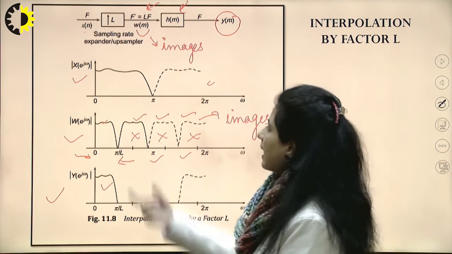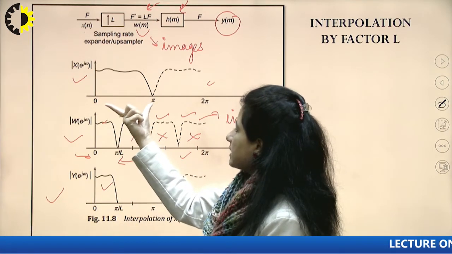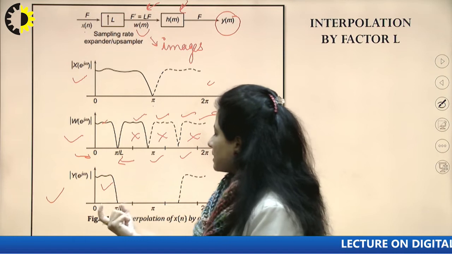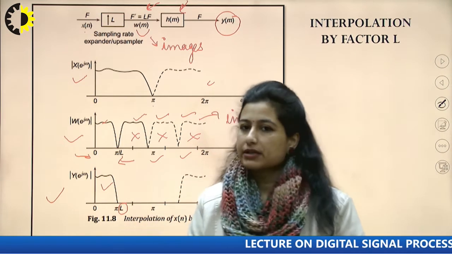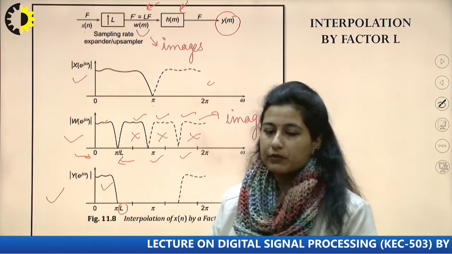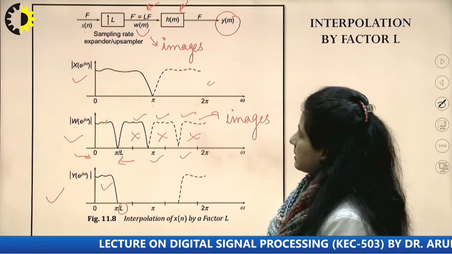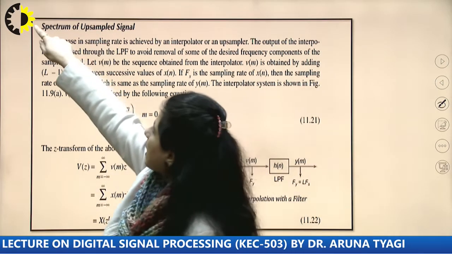So I see that the signal remains the same, only the width of this frequency band has been scaled down by the factor L. So I'm not introducing any kind of distortion into the envelope while I'm performing this process called interpolation. So this is the spectrum of the upsampled signal.